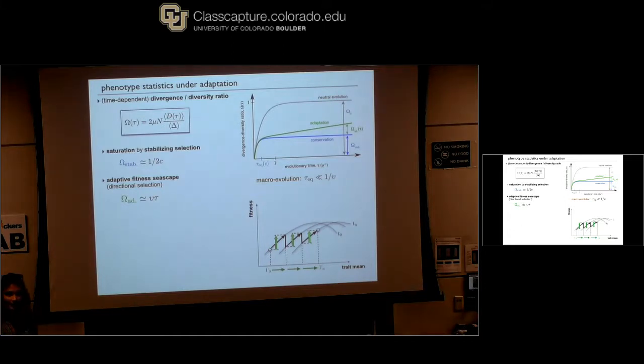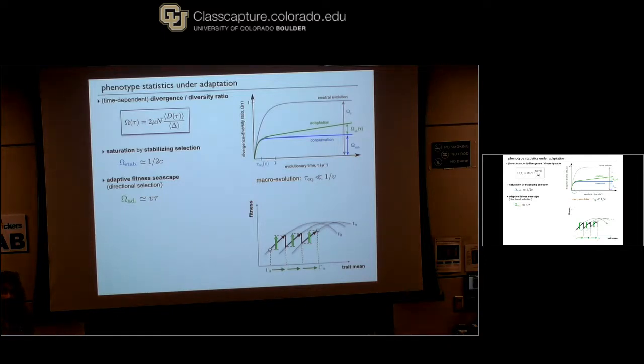Depending on what type of curve you get, you're either neutral, if it saturates to 1, or in stabilizing selection, so the lower you are, the more constraint you have locally on your trait. Or you can be in adaptive evolution, meaning that at larger times after this inflection point, this divergence diversity ratio starts growing linearly with time. And one thing we get out of this is we can characterize the statistics of the fitness landscape. So C was the curvature, and V was basically the diffusion of the peak of the fitness landscape.